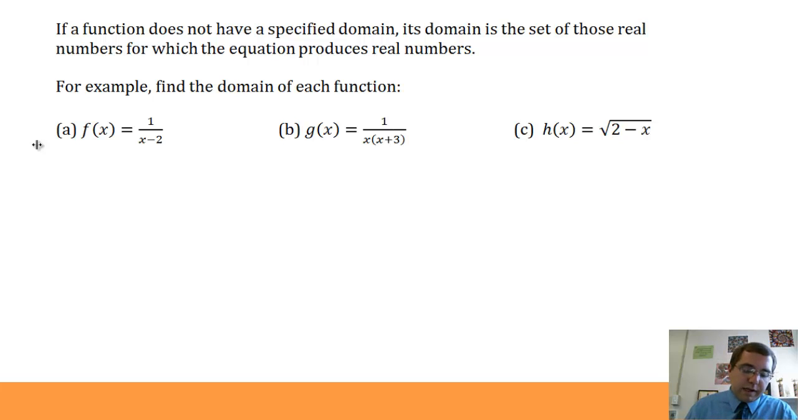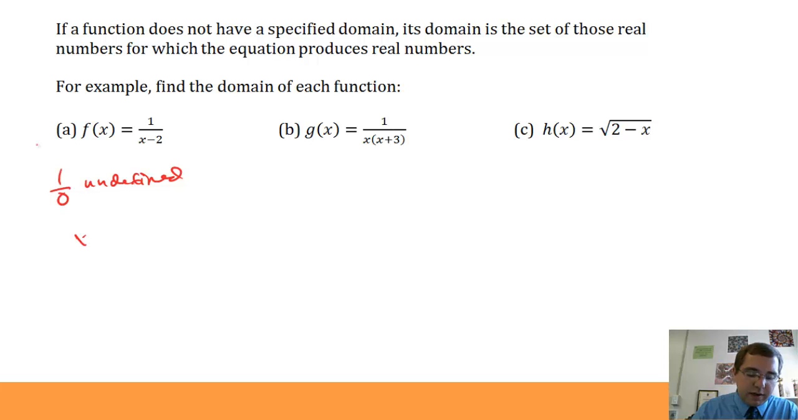Part A, f of x equals 1 over x minus 2. What we're looking for are numbers that we could plug in for x that will not give us a value out for f. What we need to be careful of here, when we have a fraction with the variable in the bottom, is when the fraction has a denominator of 0, because we cannot do 1 over 0. Remember, 1 over 0 is undefined.